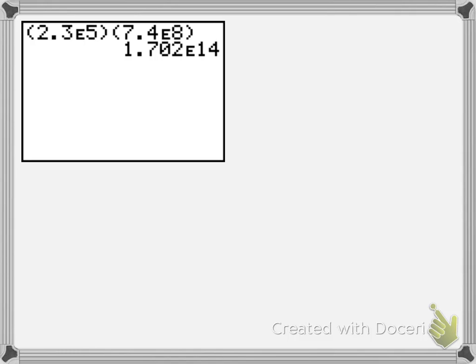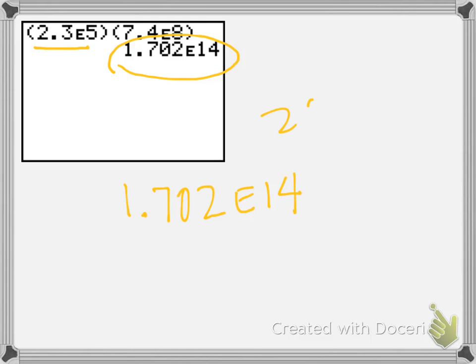When you are multiplying or dividing, you still need to follow your sig fig rules, and so when you type it in, 2.3 E5 times 7.4 E8, your calculator may spit out a number like this. That's 1.702 E14. Alright, based on sig fig rules, we want 2 sig figs, and this one has 4. You count sig figs, it's all the numbers before that exponent.